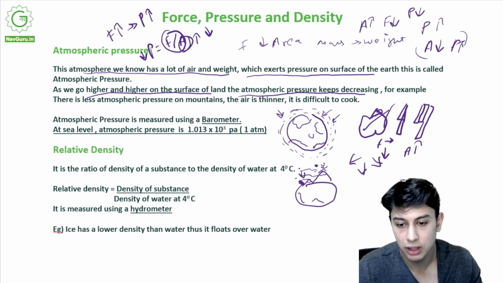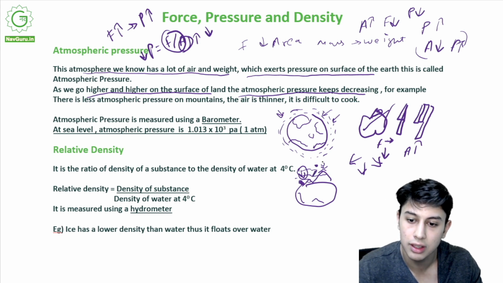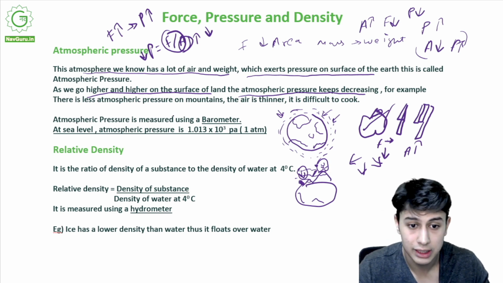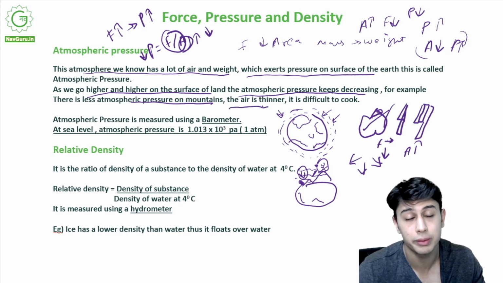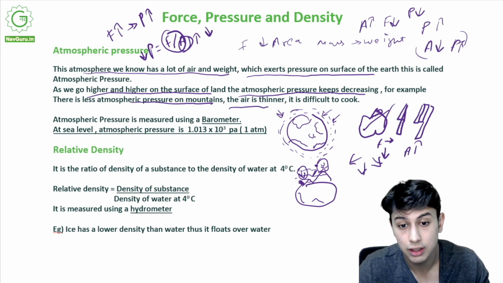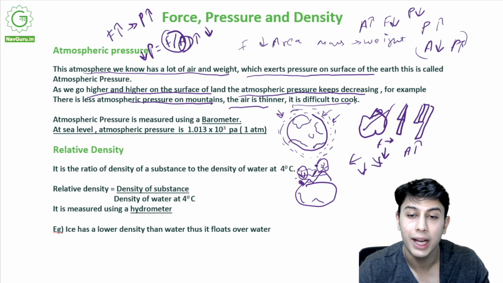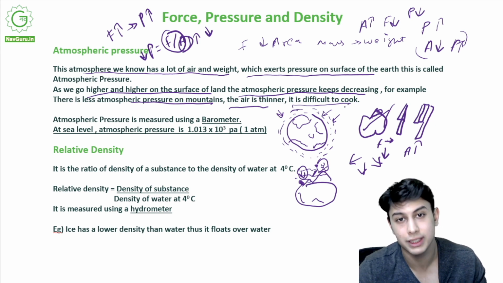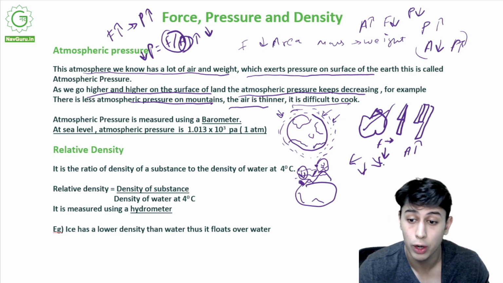Why? Because here more air is acting, here you have already overcome so much air, so it has less pressure. For example, there is less pressure on mountains, the air is thinner. If you've ever been to the Himalayas, air is thinner, there is less atmospheric pressure, and it is an important question. It is difficult to cook. Why is it difficult to cook? Because atmospheric pressure is less. You can't cook with a pressure cooker over there. There is not that much air pressure at high altitudes.